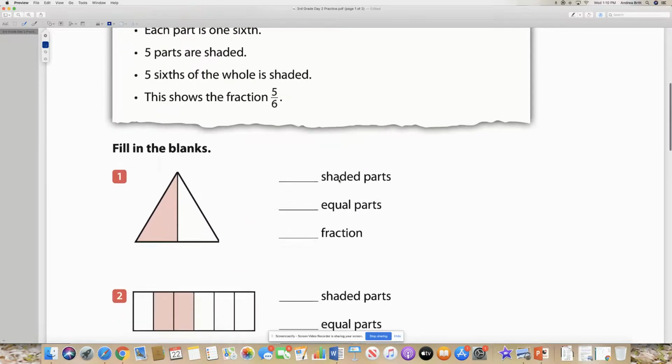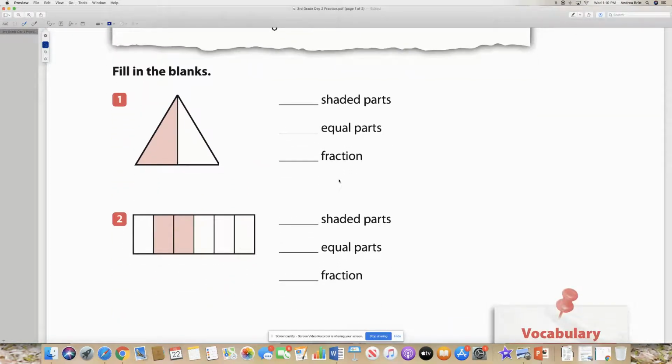Perfect. So what you're going to do is, on a piece of paper, or if you know how to write on a PDF, you can do that. You can fill this document out, you can download it, and then you can upload it to share it with me. Or, like I said, do it on paper and then send me a picture. You're going to tell me how many shaded parts there are. You're going to tell me how many equal parts are in the whole.